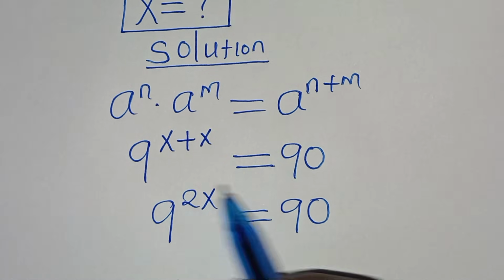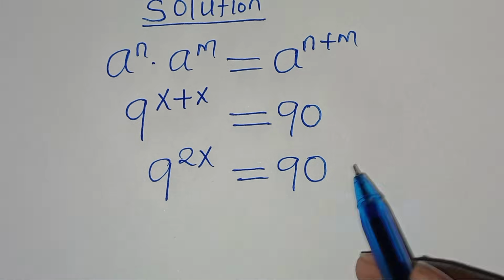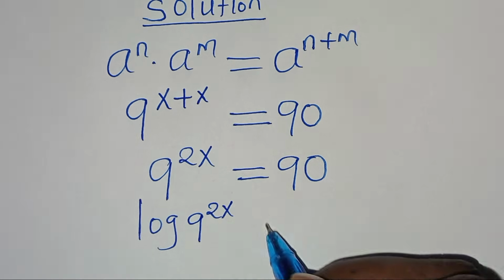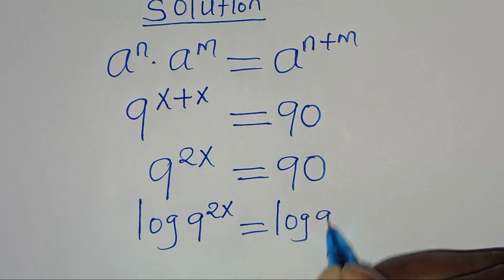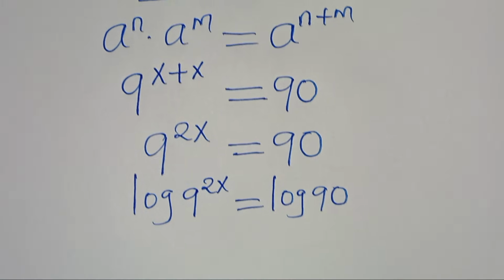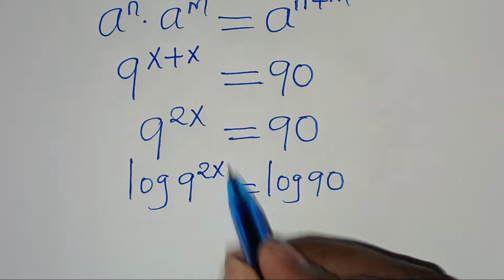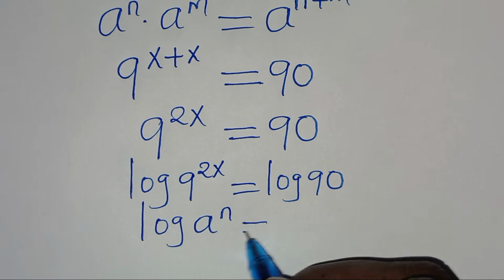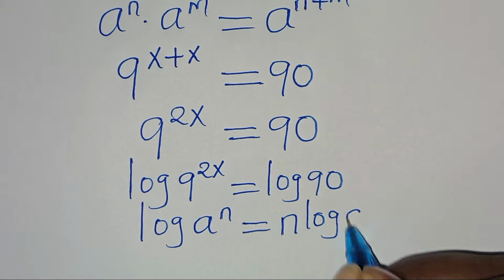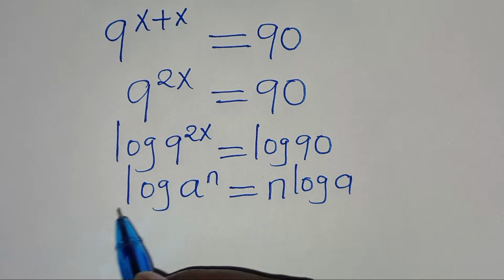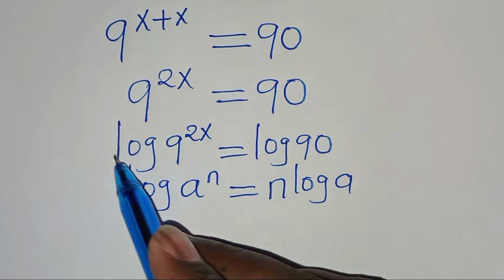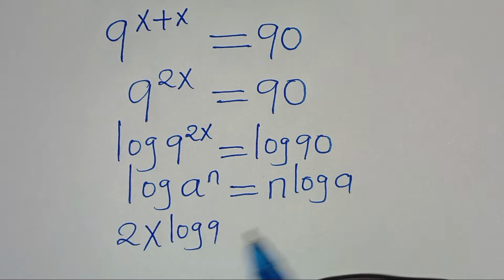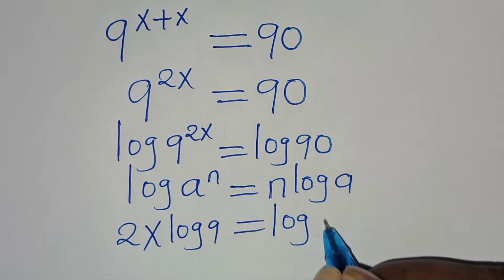To solve for the value of x here, we introduce logarithm on both sides so that we have log 9 to the power of 2x. This is equal to log 90. The next step is that log 9 to the power of 2x is in the form of log a to the power of n, which we can express as n log a. Now, applying this power rule property of logarithm, log 9 to the power of 2x becomes 2x log 9. This is equal to log 90.